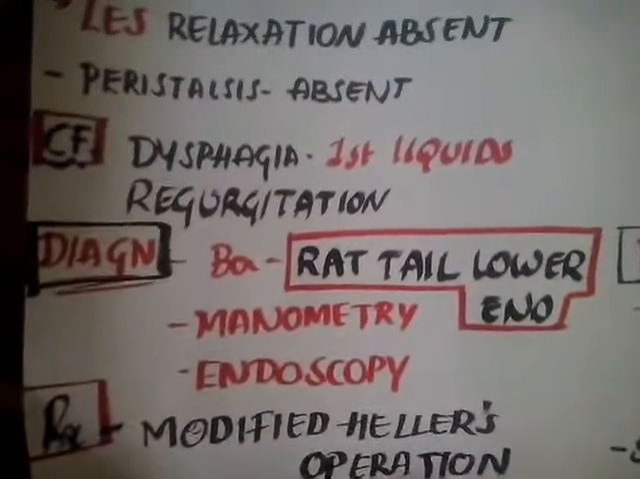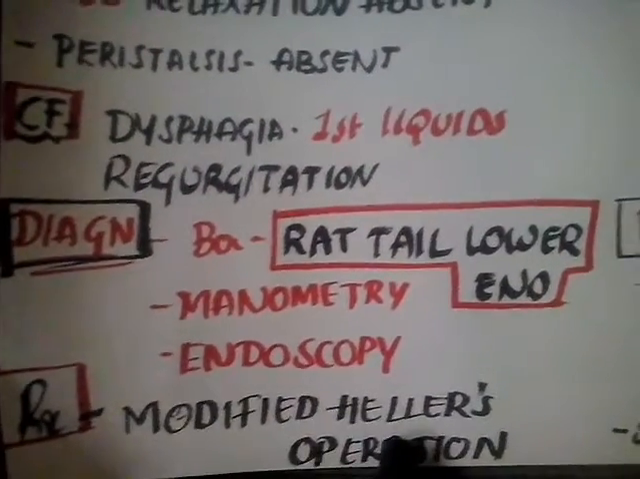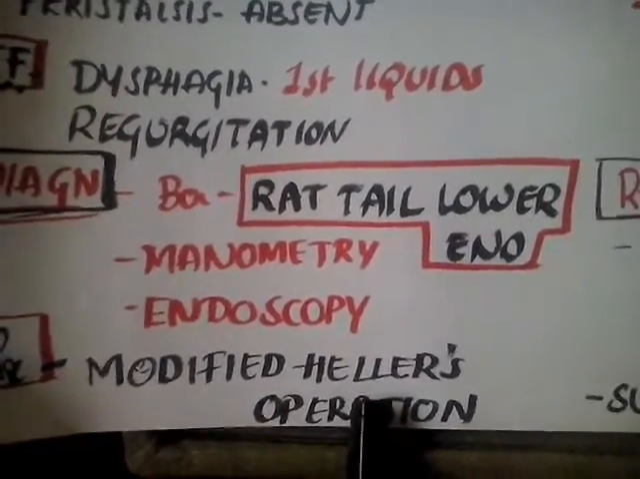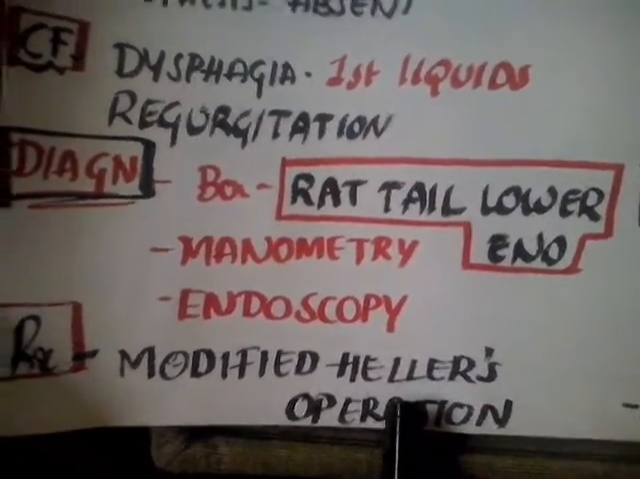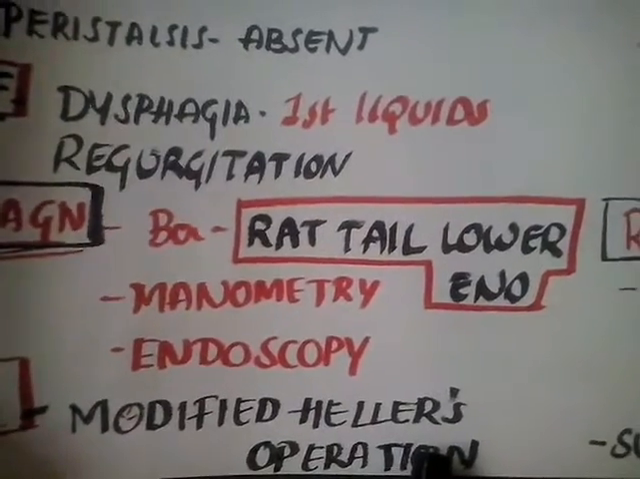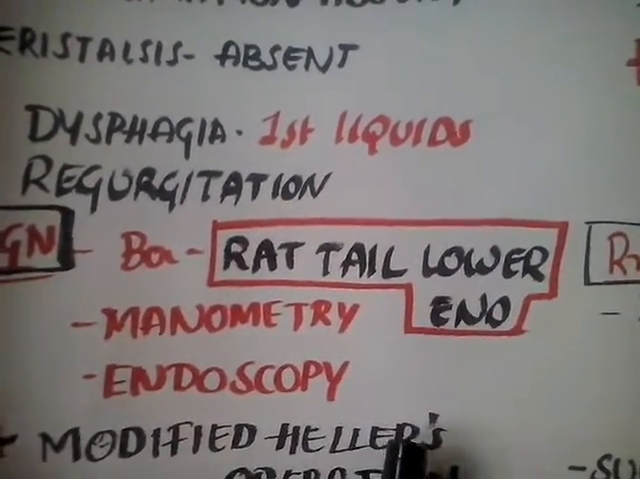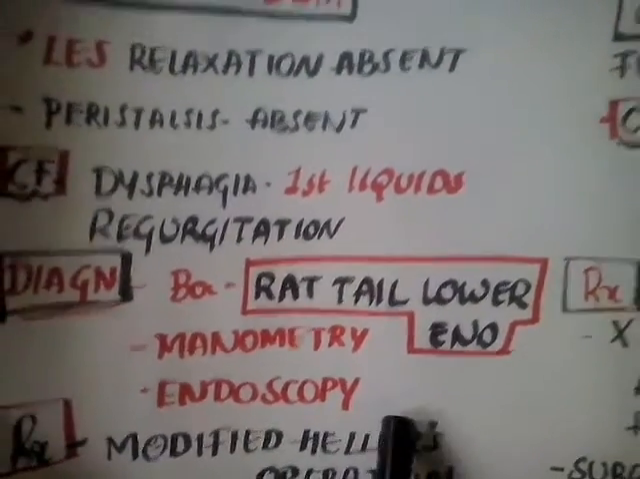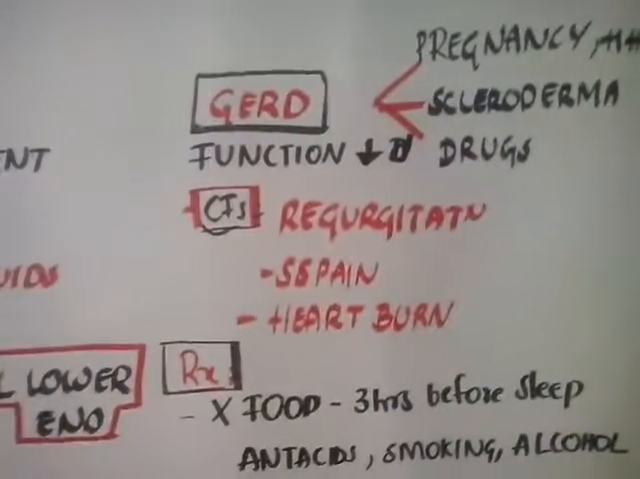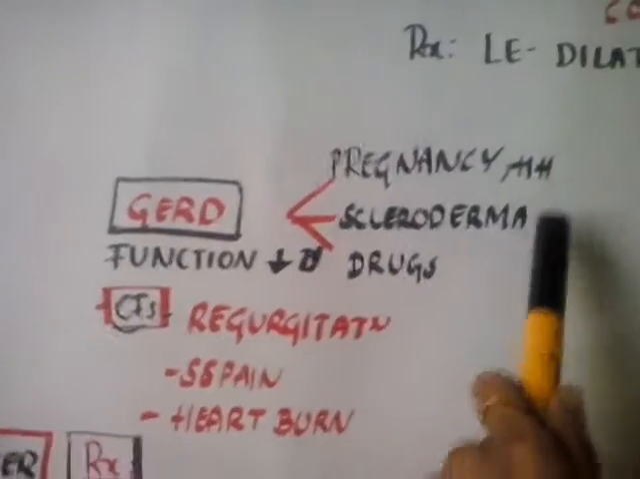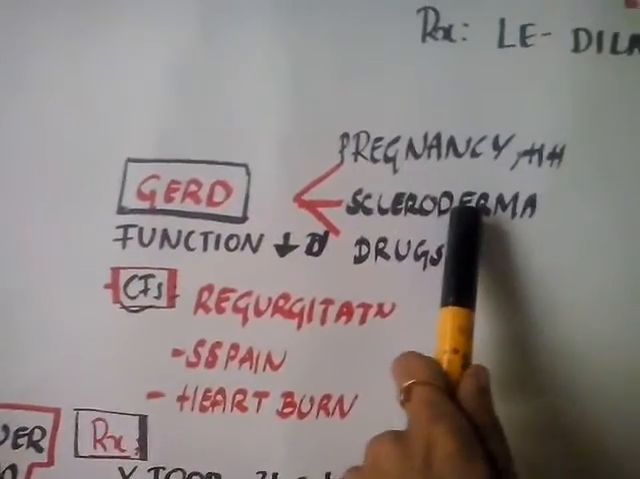Treatment: modified Heller's operation. It is a myotomy of the lower esophagus. If surgery is contraindicated, forceful pneumatic dilation is done. Coming to GERD. The causes are pregnancy, hiatus hernia, scleroderma, drugs.